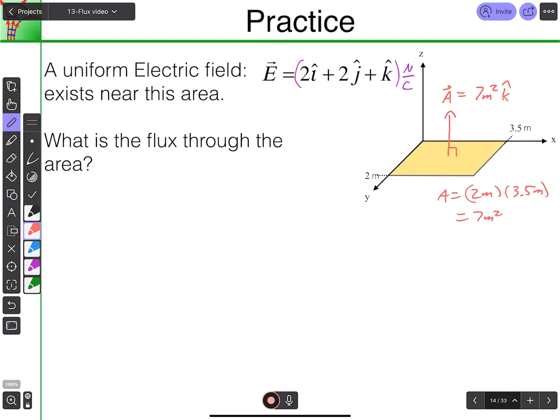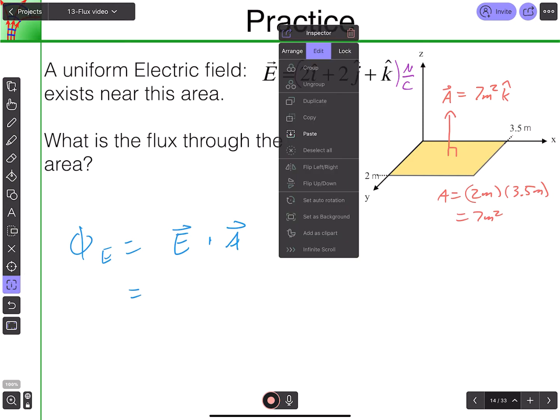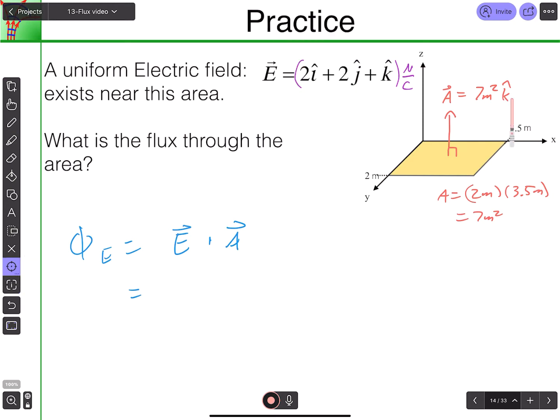Then I take the dot product of the electric field and the area vector to get my flux. So once again, the electric flux is E dot A. Now you'll notice here that since the area vector only has a z component, if I take that times the x component, I get 0. If I take that times the y component, I get 0. So the only component that matters is the k component. So the flux is just E_z A_z.